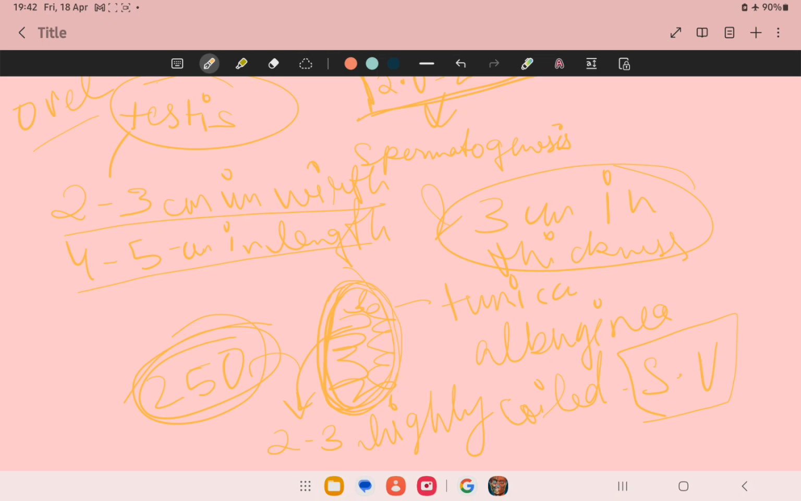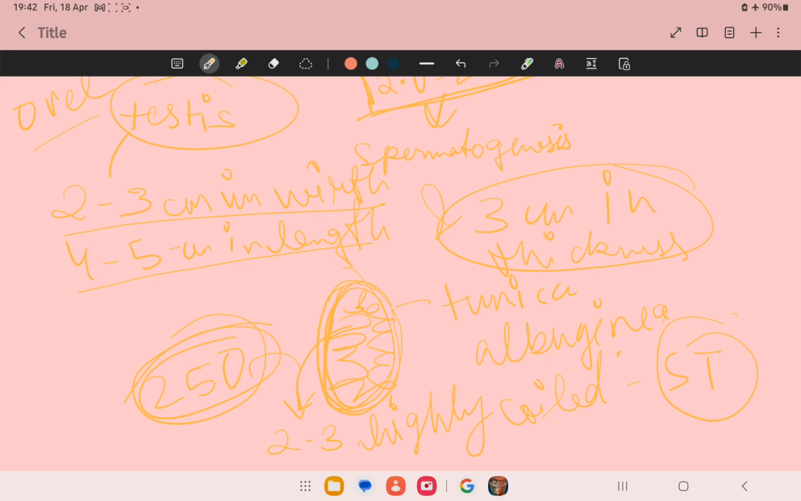Sorry, I mean seminiferous tubule. I am very sorry. It is not seminal vesicle but seminiferous tubule. Okay, my mistake. 2 to 3 highly coiled seminiferous tubules, which is the structural and functional unit of testes.